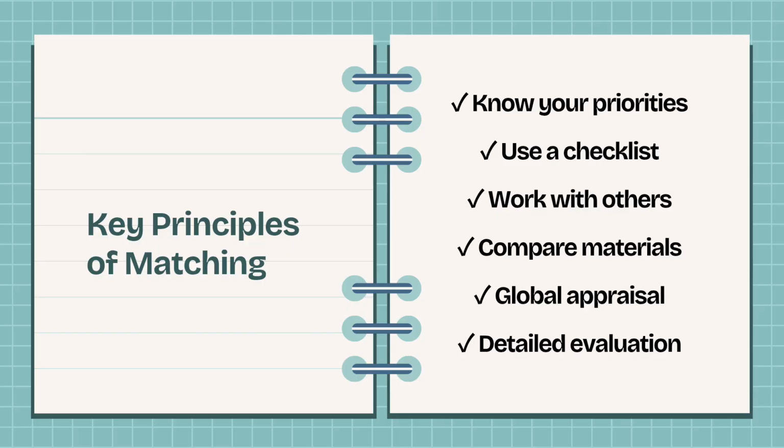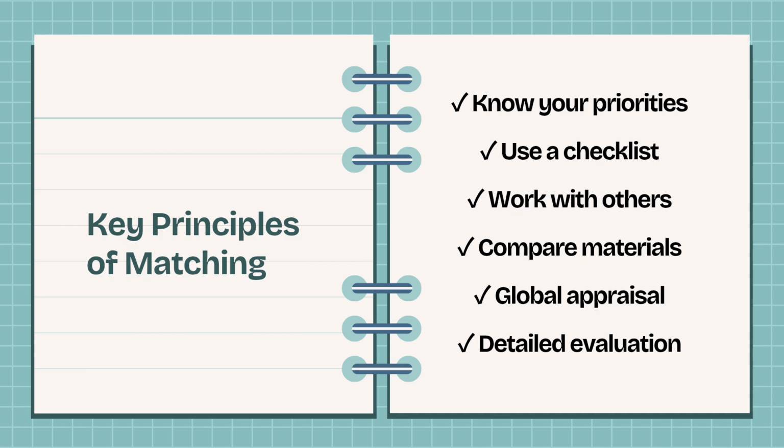There are several important principles in the matching process. First, we need to know exactly what we are looking for. We should understand the learner's needs and prioritize them. Second, it helps to use a checklist. A checklist allows us to evaluate materials based on specific criteria instead of relying only on personal opinions.